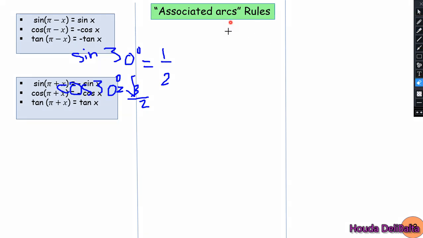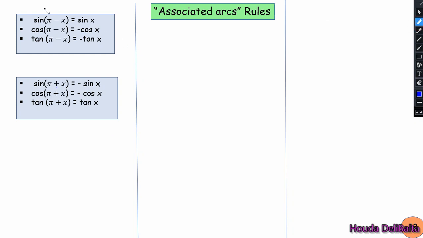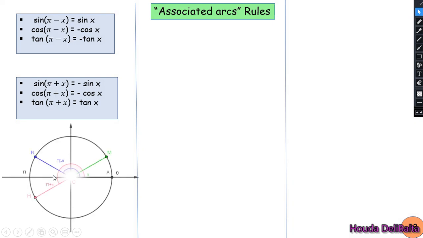So again, here we are in quadrant 2. Here we are in quadrant 3. In quadrant 3, sine is negative, cosine is negative, and tangent is positive. Okay, let's continue the rules. And here is the circle representing the acute angle x. In the second quadrant we have pi minus x, the blue one, and in the third quadrant we have pi plus x, the pink one.